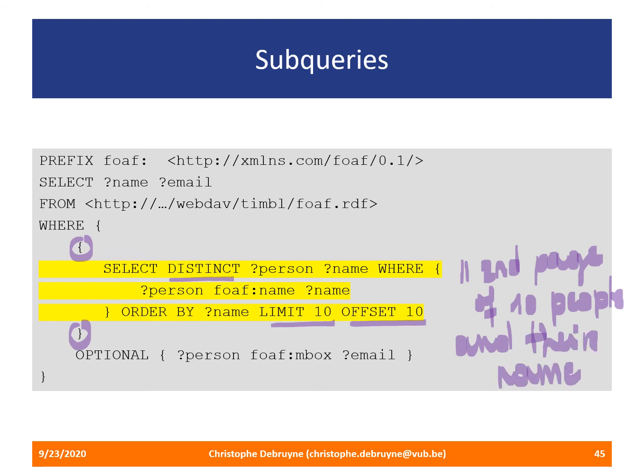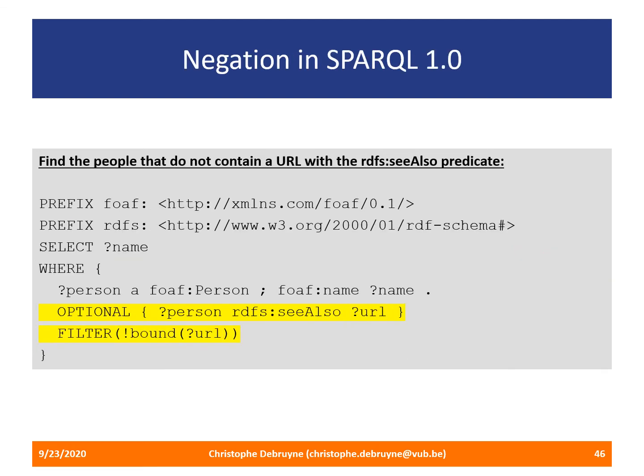But now we also want their email addresses. We fetch their email addresses with this optional pattern. Remember, not all people have an email address. But now, since some people have more than one email address, we will be able to obtain those. So this is the outer join. We will outer join the results of this subquery with this optional pattern, and we will be able to obtain the second page of people.